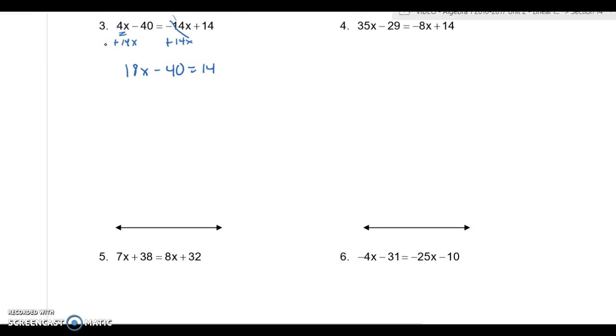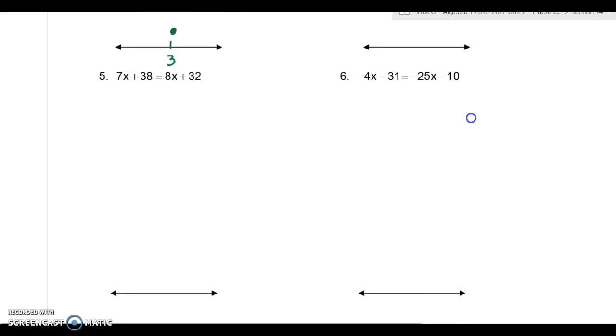Now I'm going to apply reversing operations. So I'm going to reverse subtracting 40 by adding 40 to both sides. And then I'm going to divide by 18. x is 3. Once I get that solution, I can always plug it back in and double check and make sure that it works, that the left-hand side and the right-hand side truly are equal. If they're not, I probably have a calculation error somewhere, or maybe it's a big conceptual error.